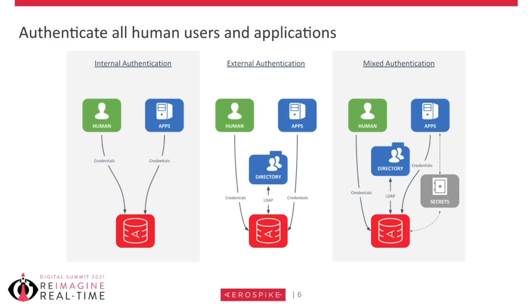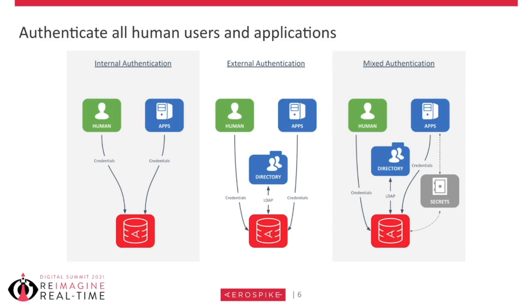So that could be Okta, that could be Ping, that could be Active Directory, that could be Google's G Suite, whatever it is. There's an external centralized directory of employees and their credentials and what they have access to, and Aerospike can use that via LDAP. So this is very common, very, very popular for that human authentication.